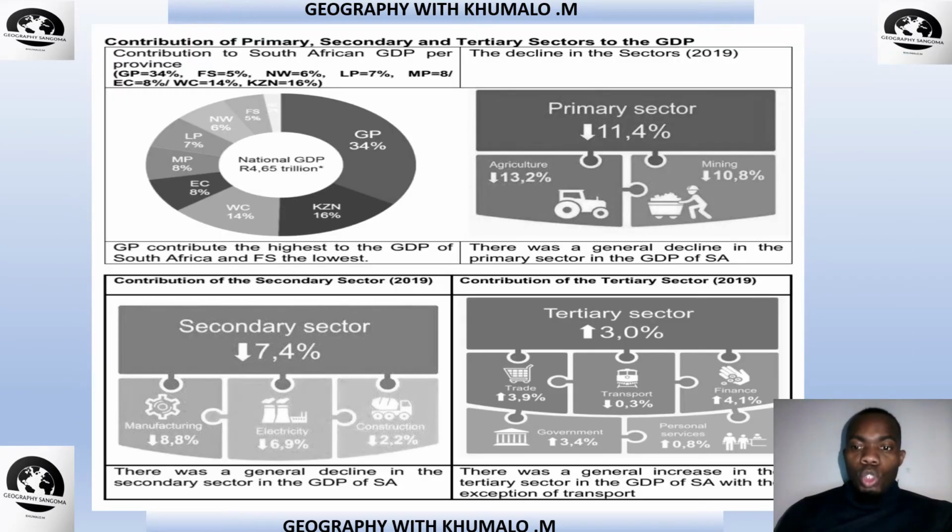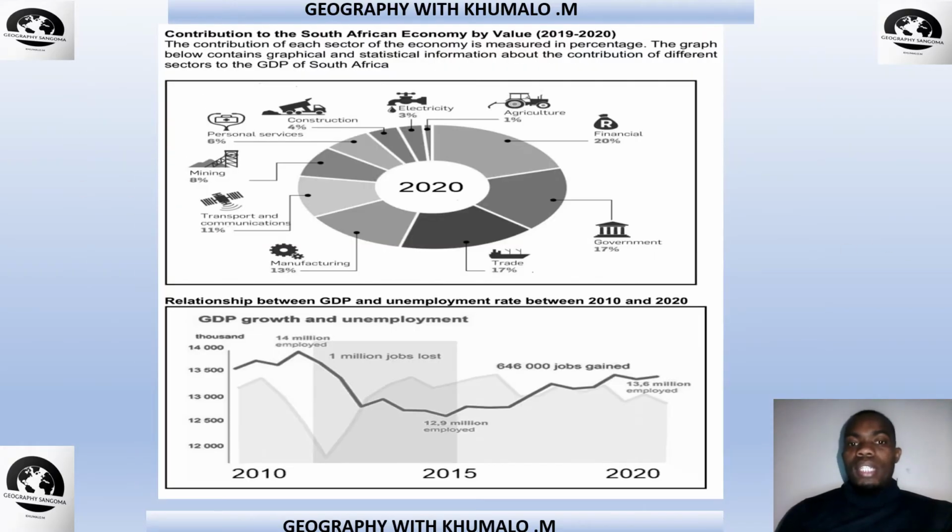Then we go to, now here you can see the diagrams, the pie charts, which show us how each sector contributes to the economy. You can see the provinces. Let me go to my next slide so that you can see better. Now, the contribution to the South African economy by value from 2019 to 2020. So you are going to be dealing with statistics here. You are going to be dealing with graphs here.